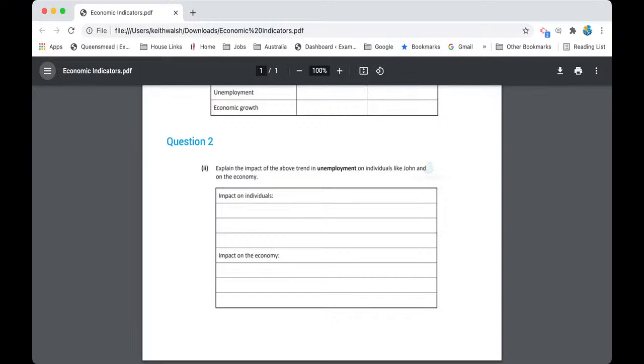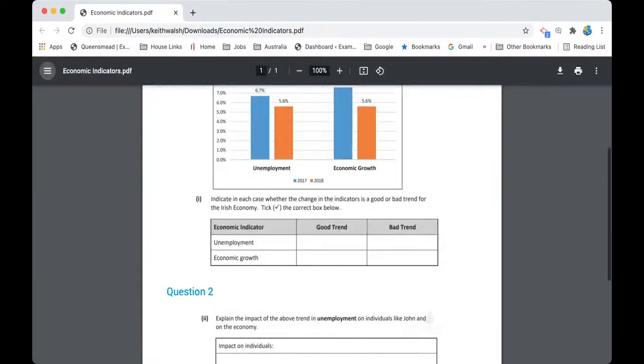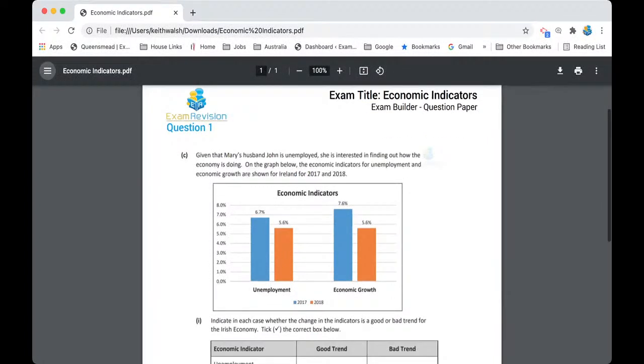Okay, so if you are answering this question, you could say that an impact of unemployment on individuals like John is that they might have less disposable income to spend. And an impact on the economy could be that if unemployment figures are high, the government is going to have to spend more money on social welfare payments, which means they might not then be able to spend that money on important things such as education and healthcare. Okay, so that's just an example of the type of question that you could get on a summer assessment on economic indicators.